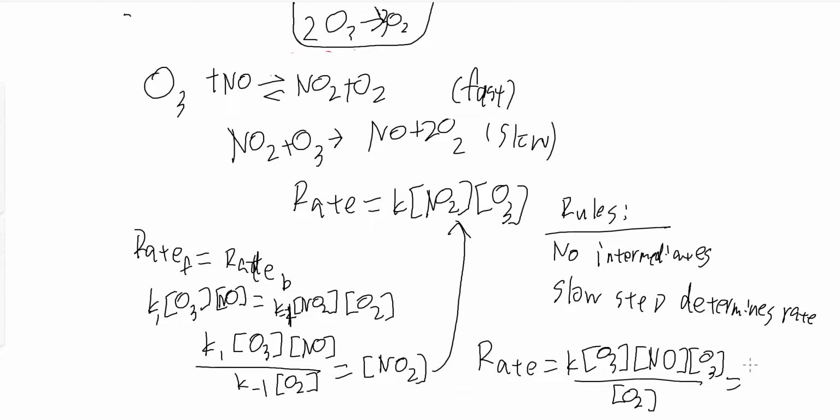We combine like terms and we get rate equals K times O3 squared times nitric oxide, or NO, all over O2. And now this would be our rate law for our reaction. And this would be our reaction mechanism for our rate law.